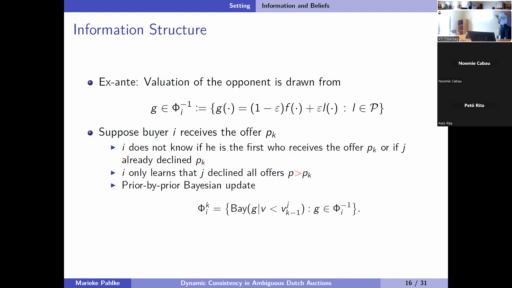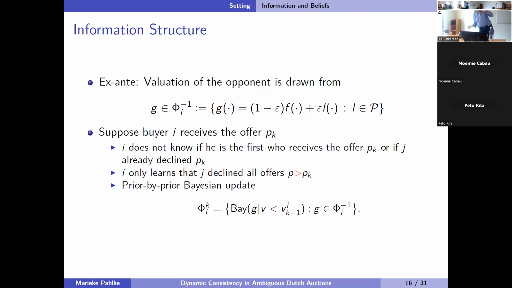So what kind of information do they learn? They learn about the valuation of the other buyers, because they learn that if the other buyer hasn't accepted the prices that were offered so far, then his valuation has to be lower than the types who would have accepted these prices. So by seeing the clock running down and observing lower prices, I learn that the type of my opponent has to be lower. So it can just be in an interval which is lower than these cutoffs.